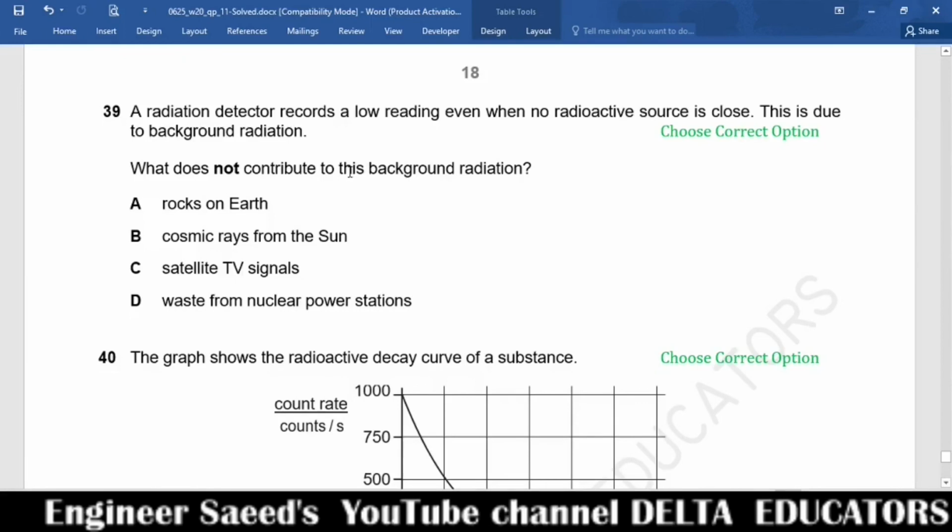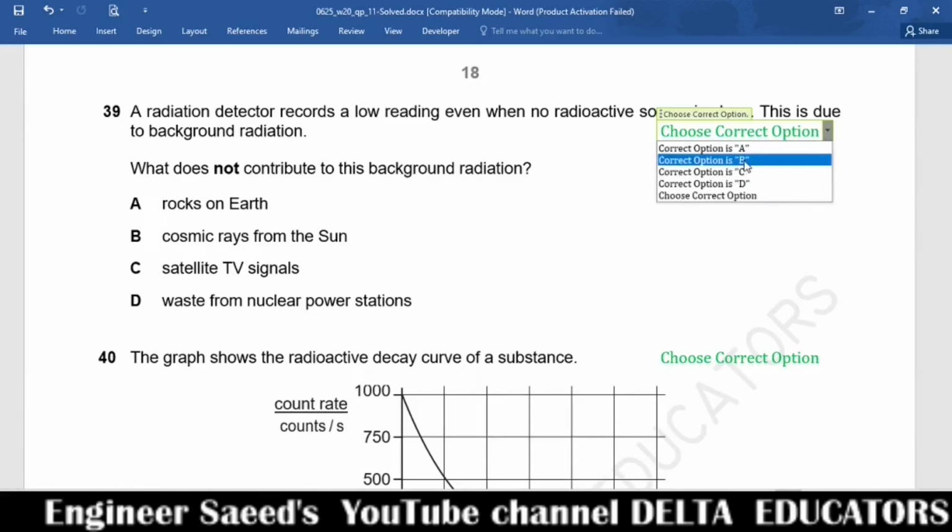These background radiations may be from the rocks on the Earth, they may be from the cosmic rays, and also they may be from the waves from a nuclear power station, but they cannot be from satellite TV signals. So our correct option will be option C. In satellite TV signals, we don't have background radiations.